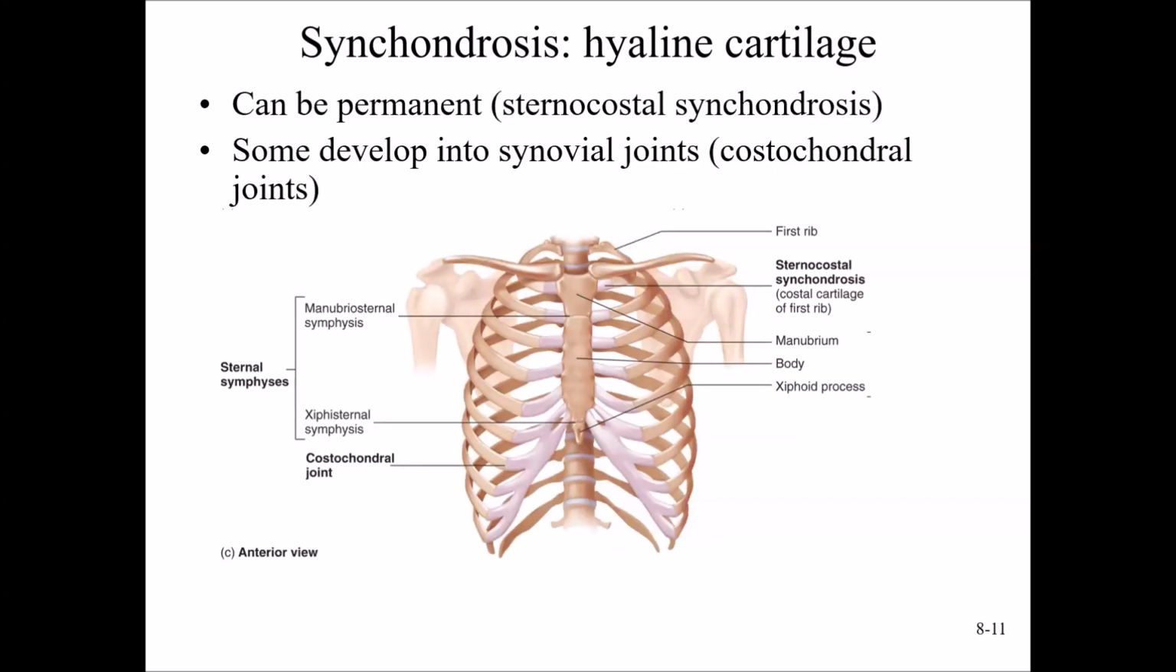Some synchondroses that would be more long-term or permanent could be found in the rib cage. And so you have what's called the sternocostal synchondrosis. Here you find that you do have cartilage that connects the ribs to the sternum. The root word here is costal, that refers to the ribs, and sterno for sternum. And again, we're dealing with hyaline cartilage, so that's why this is categorized as a synchondrosis.